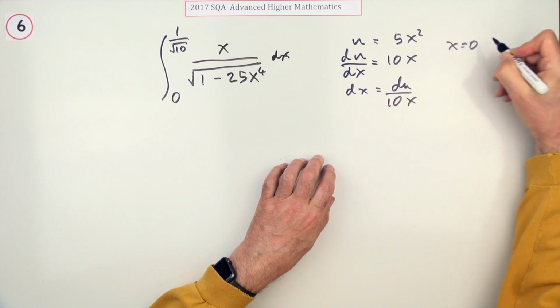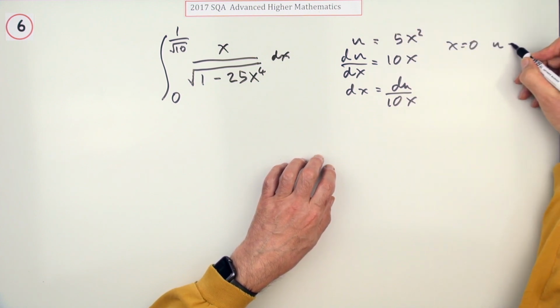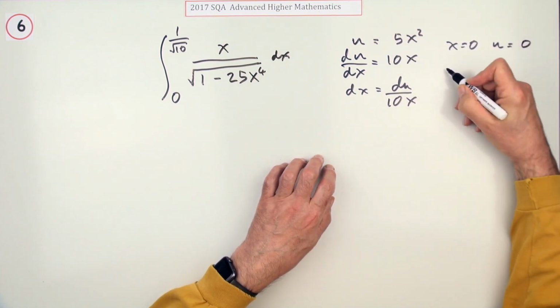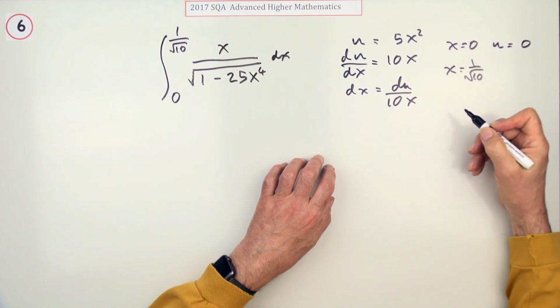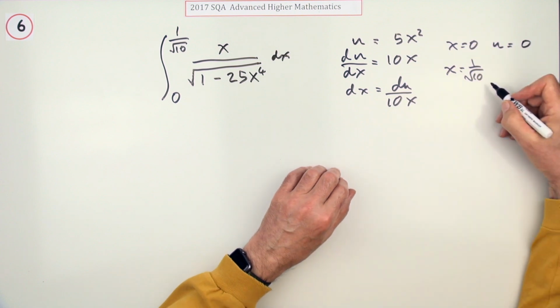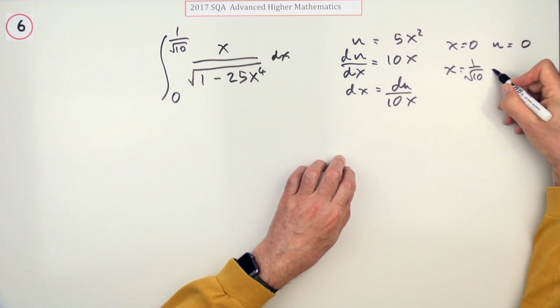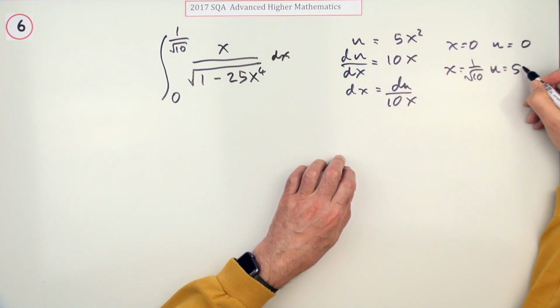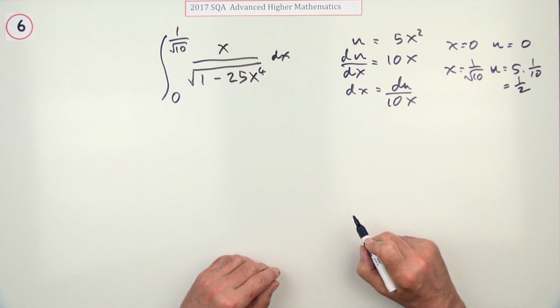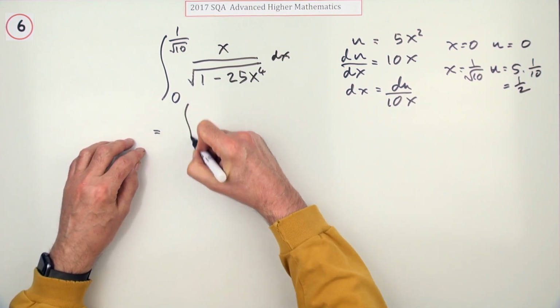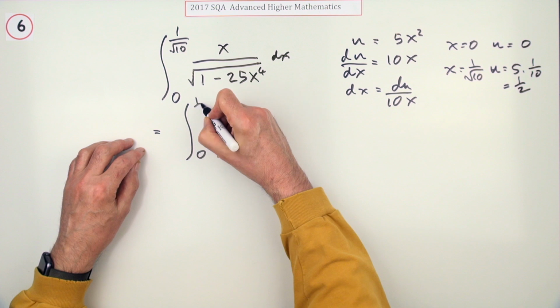So when x is 0, according to this, u would be 5 times that, which is 0. And when x is, which looks like a very contrived 1 upon root 10, u is going to be 5 times, now the square of that will be 1 upon 10, so u is going to be a half. Now just put it all together. So it's the integral from 0 to a half.